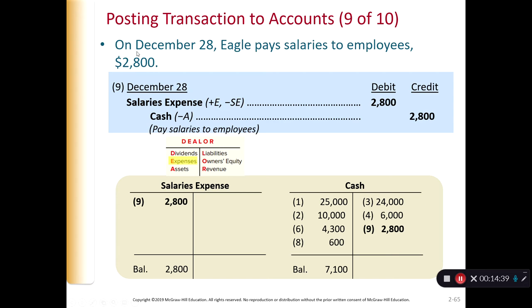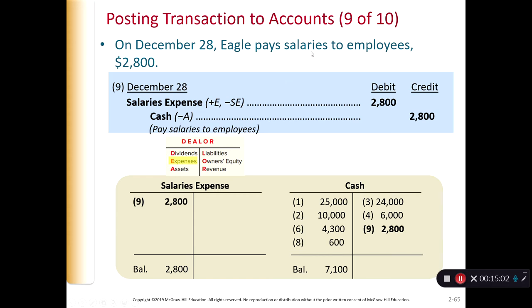Okay, so posting transactions to the account, 9 out of 10. This one I wanted to emphasize, it's an expense account. How do we post it? How do we think about it? So Eagle pays a salary to the employee for 2,800. Obviously, Eagle will reduce their cash balance by 2,800 because the cash goes out to the employee, right?